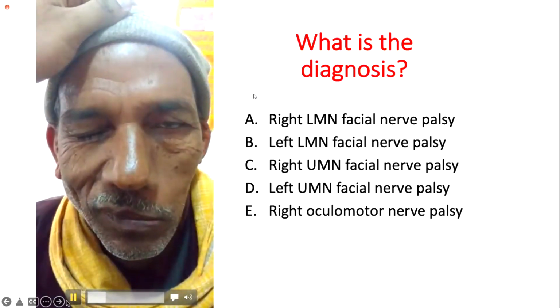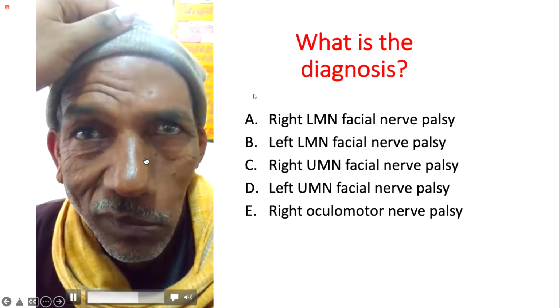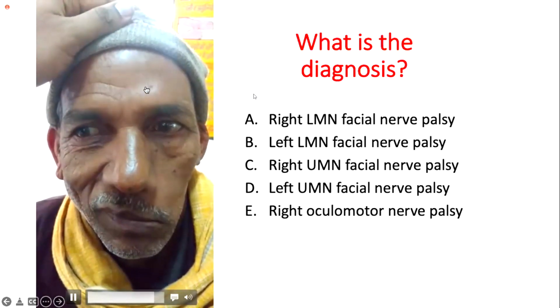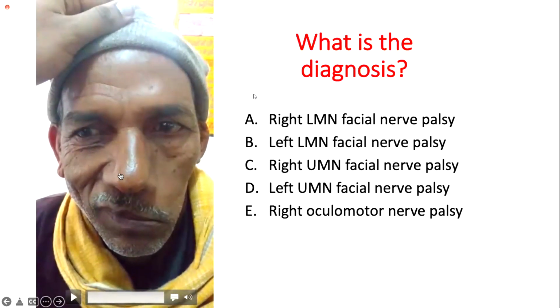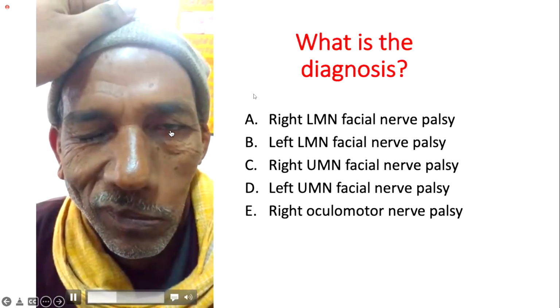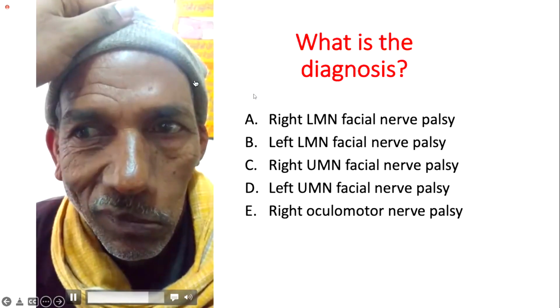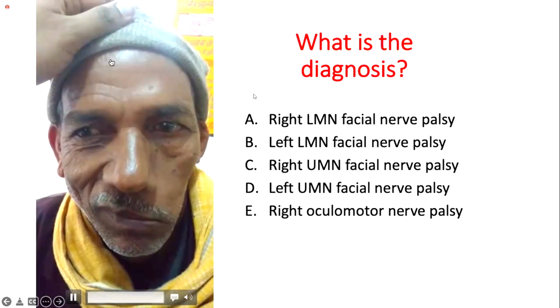Now you see in this video, when he starts, he's trying to close his eye. This eye doesn't close. Now when he wrinkles the forehead, you don't see any wrinkles on this side. Again, watch again. He's trying to close. The eye is not closed. Then when he wrinkles, you see this side wrinkling. No wrinkling on this side. So the upper part of the face is affected.